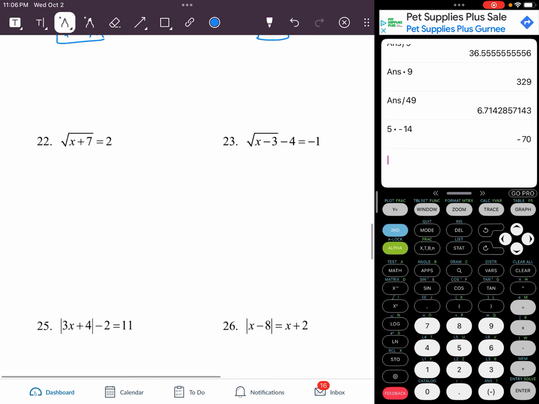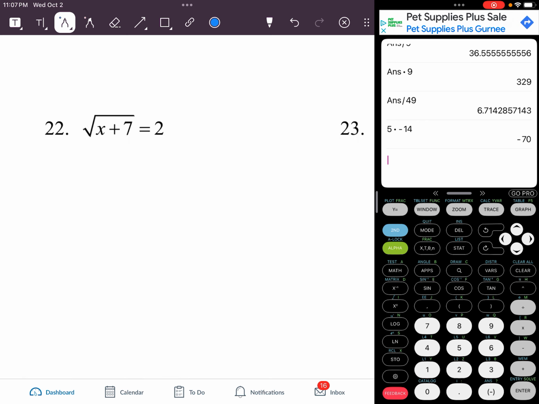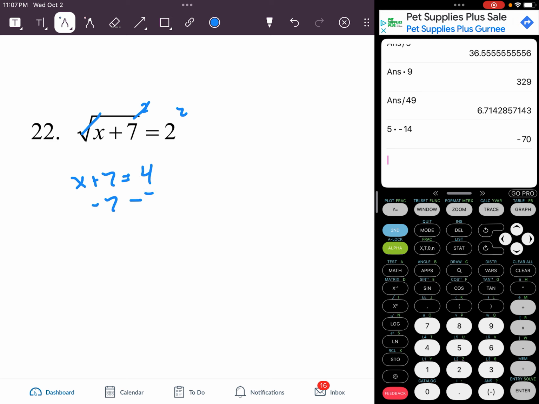Right. Some radical equations. So we need to get the radical sign by itself first, which it already is. And now that it is, we can just square both sides of my equation. Start off with x plus 7 equals 2 squared, which is 4. All right, subtract 7 from both sides, and x will equal -3.